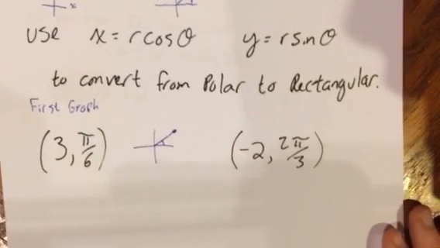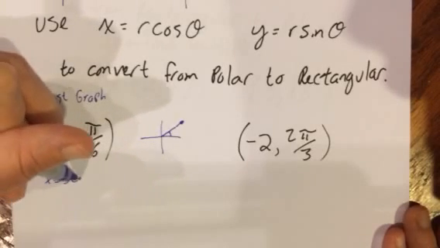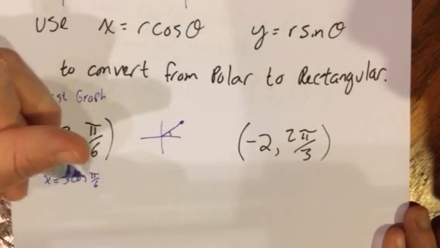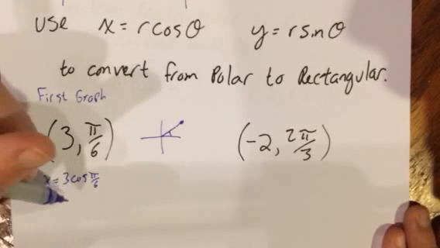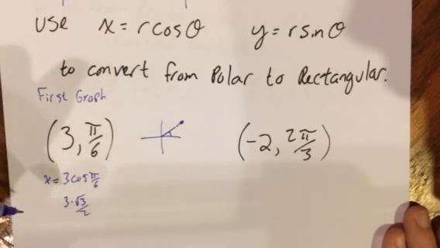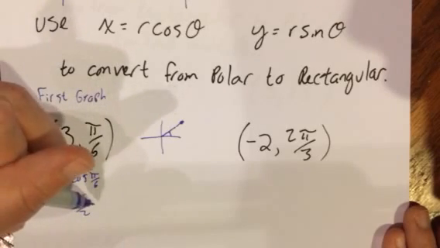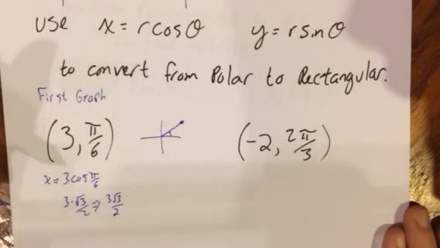So I'm going to move this down a little bit, and I'm going to get x equals 3 times cos pi over 6. Hopefully I know what cos of pi over 6 is by now, or I have my chart. So 3 times square root of 3 over 2. So my x is just going to be 3 square root of 3 over 2.